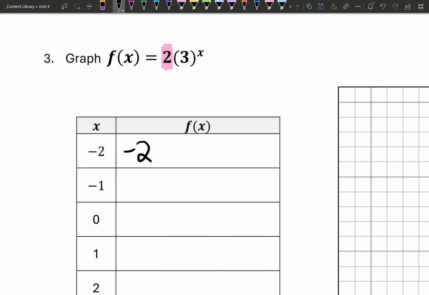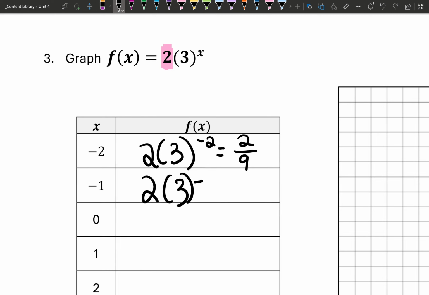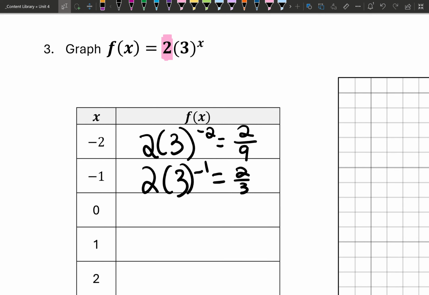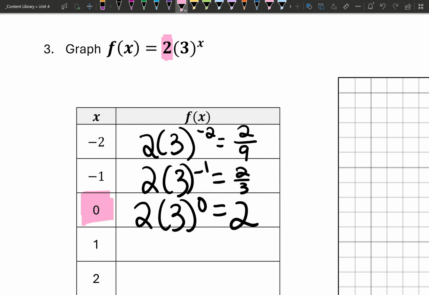Just like before, you will put it into your calculator. Don't forget your parentheses. And when you want to make a power, you're using that caret button. 2 times 3 to the power of -2. Oh, I don't know why I put a negative there. It should be positive. But anyways, when we plug in -2 for x, we get 2 over 9. When we plug -1 in for x, we get 2 over 3. All right, let's see what we get for our y-intercept. We get 2. Fantastic.